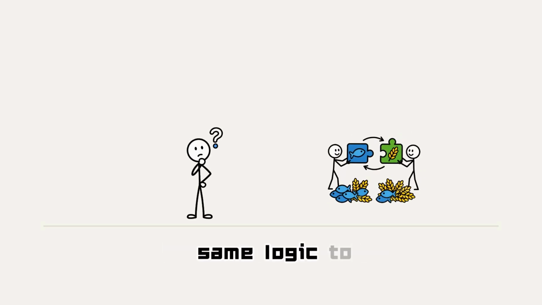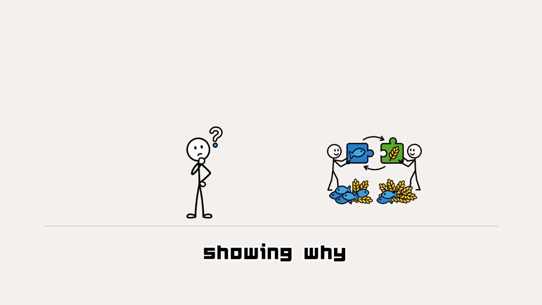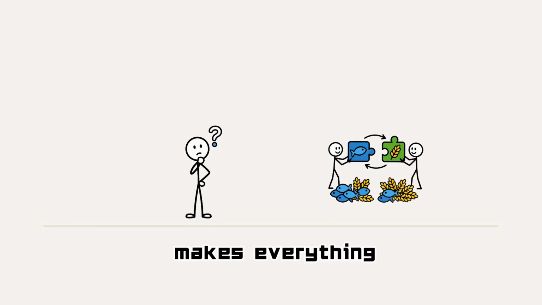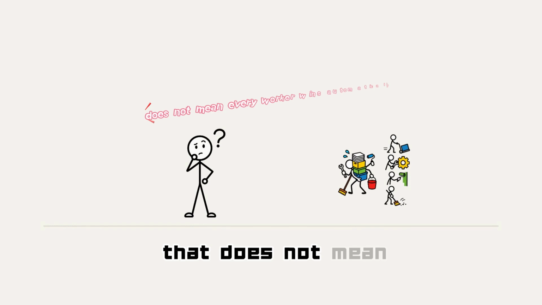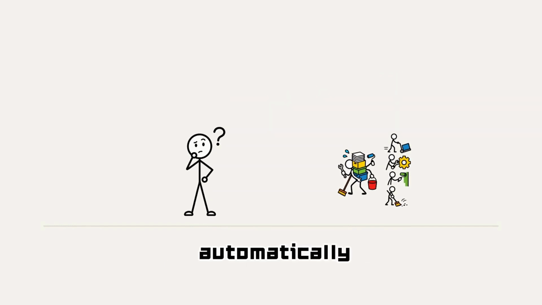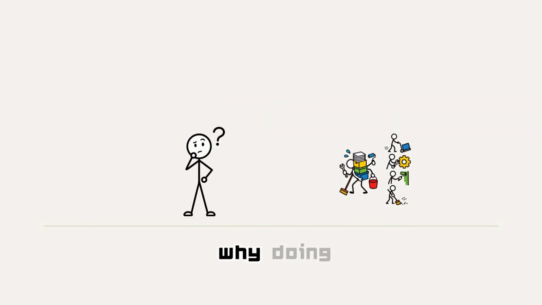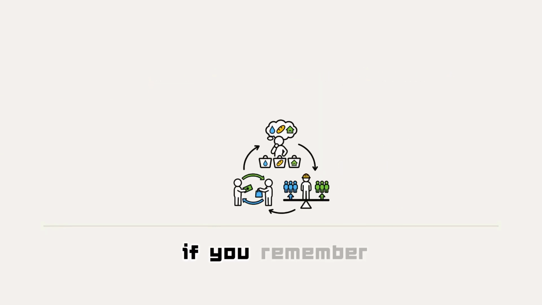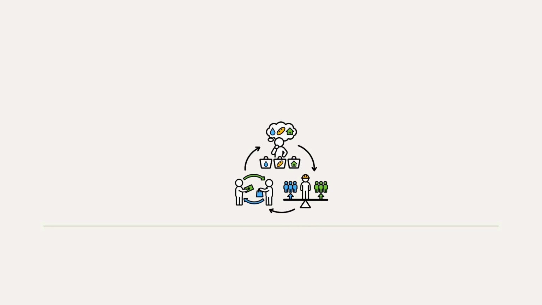Ricardo applied the same logic to countries, showing why specialization and trade can raise output even when one country makes everything more efficiently. That does not mean every worker wins automatically, but it does explain why doing everything yourself is usually expensive. If you remember only 3 things, remember these.